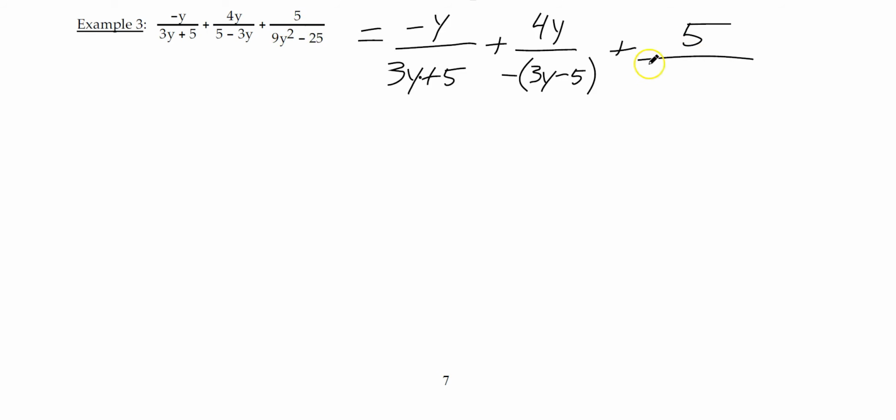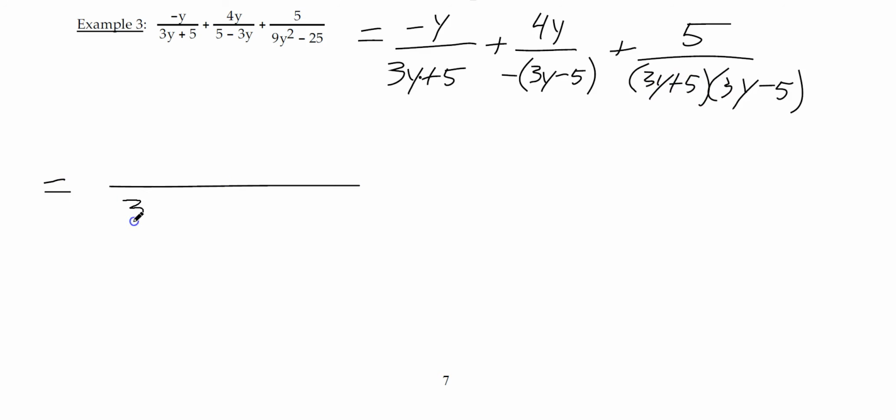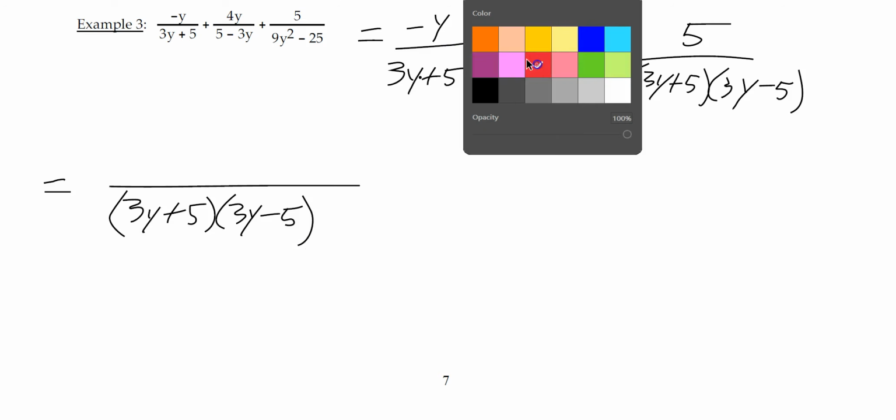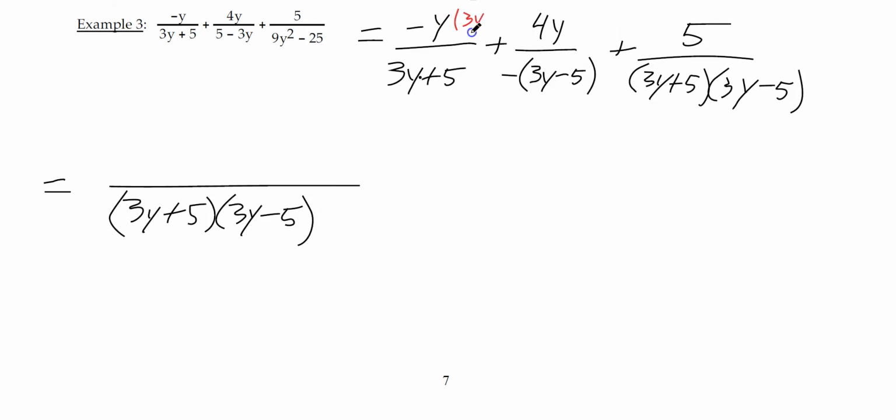And now this is a difference of squares. It is 3y plus 5 and 3y minus 5. So we see our common denominator. 3y plus 5, 3y minus 5, that's what it is. So this one, I can go in and give it what it needs. This one needs the 3y minus 5. This one needs the 3y plus 5. This one has everything it needs.